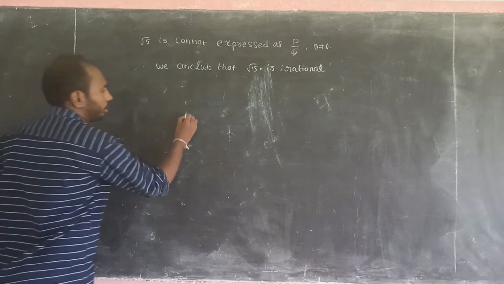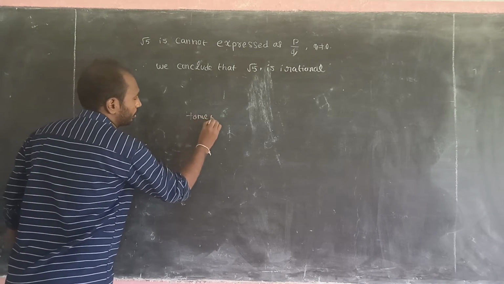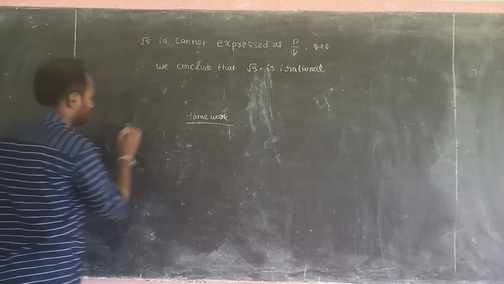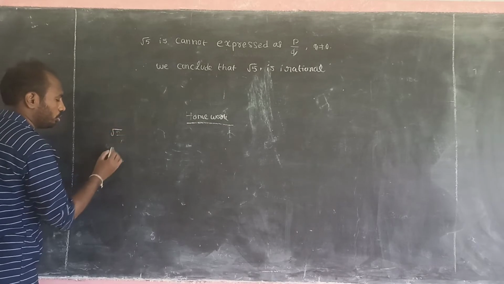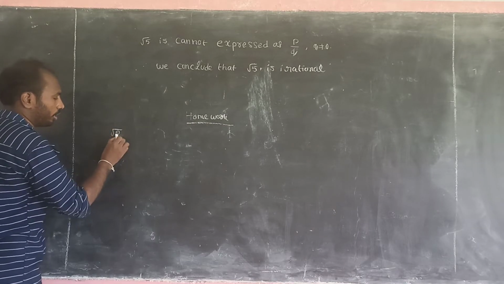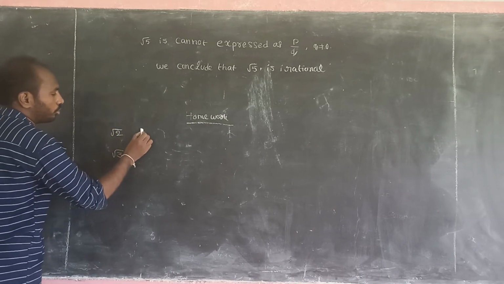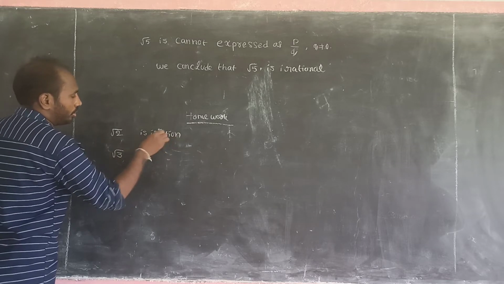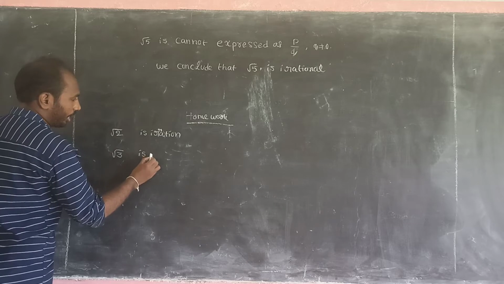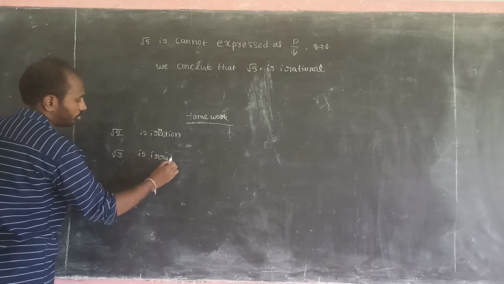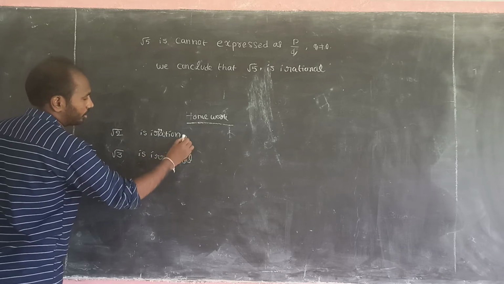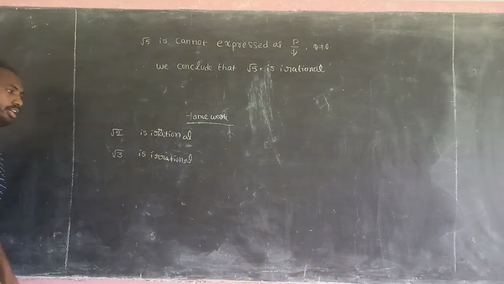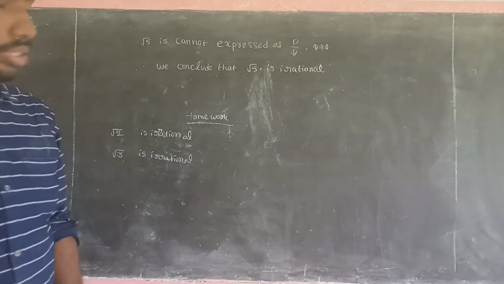So do homework. Example problems: root 2, root 3, do homework at home. Prove that root 2 is irrational and root 3 is irrational. Okay, do homework. Write down. Next problem.